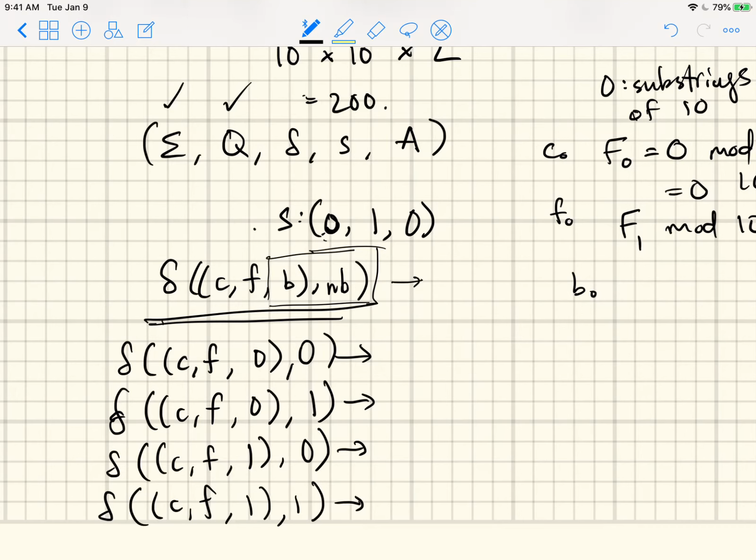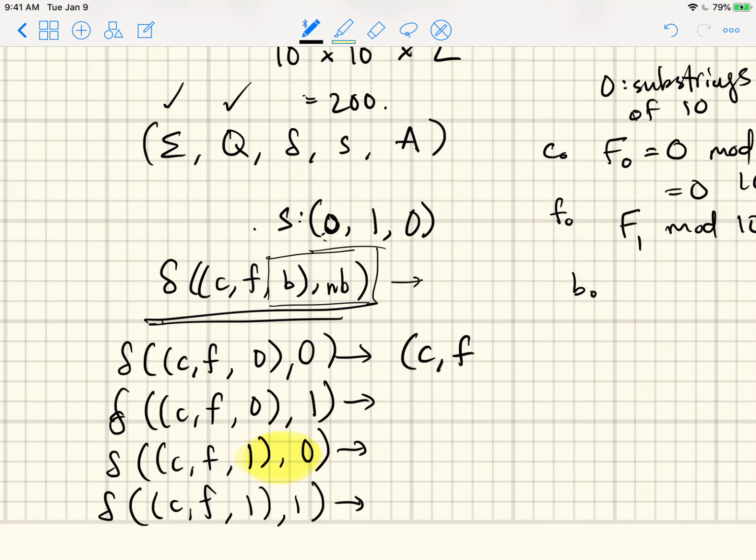Why is that? Well, that's the thing that actually increments my K counter, meaning the number of times I've seen the substring 1, 0, because that's the only time I see a 1, 0, right here. For all the other cases, because I don't see the substring 1, 0, I don't change that counter. And if I don't change that counter, the value of the Fibonacci number doesn't move up. I don't get to the next Fibonacci number mod 10. And so for all of these, I stay at CF.